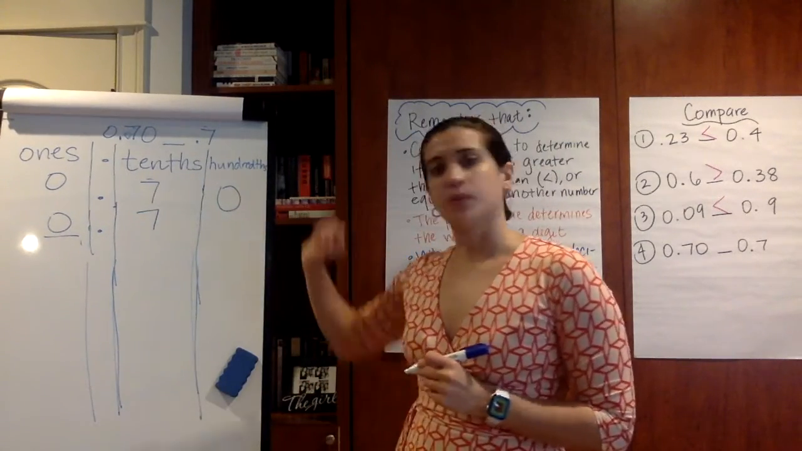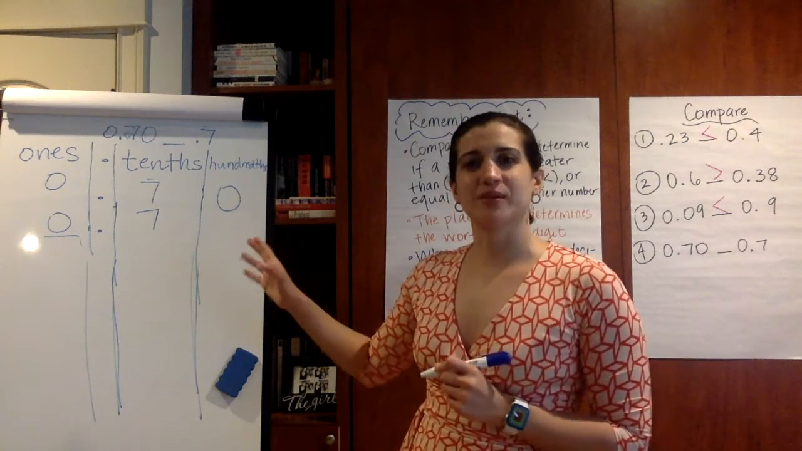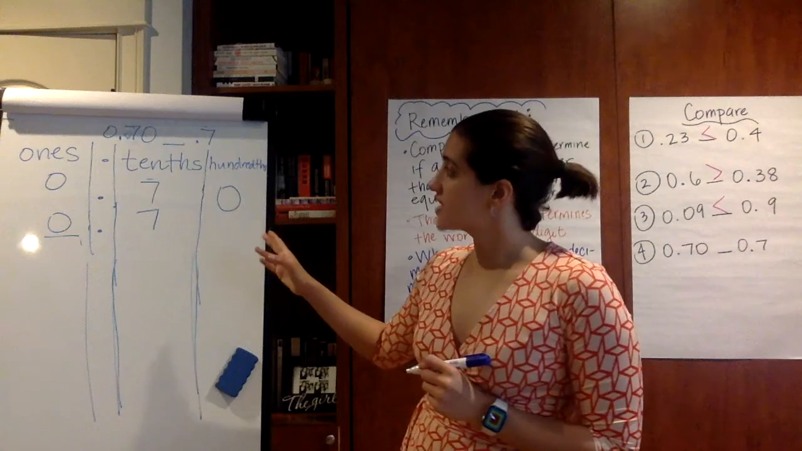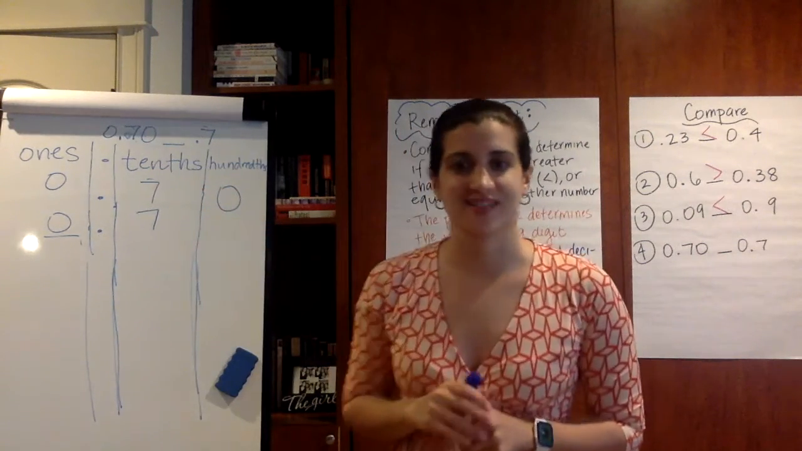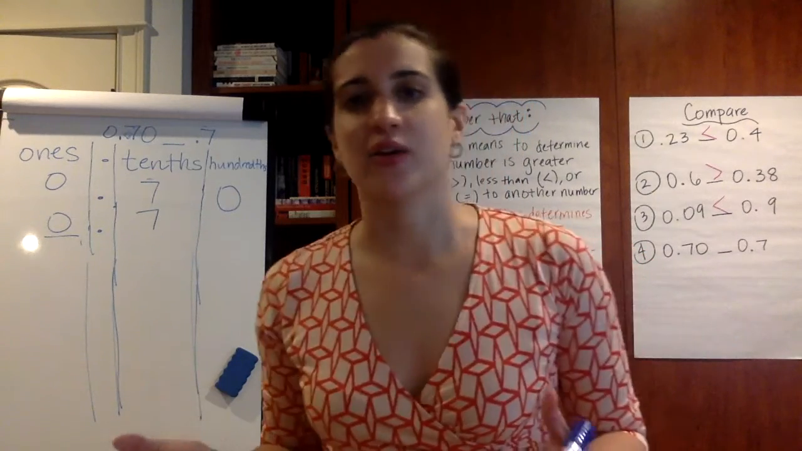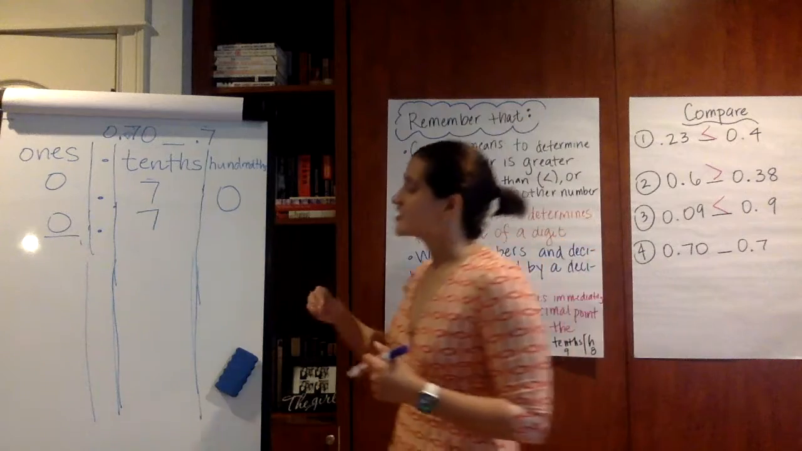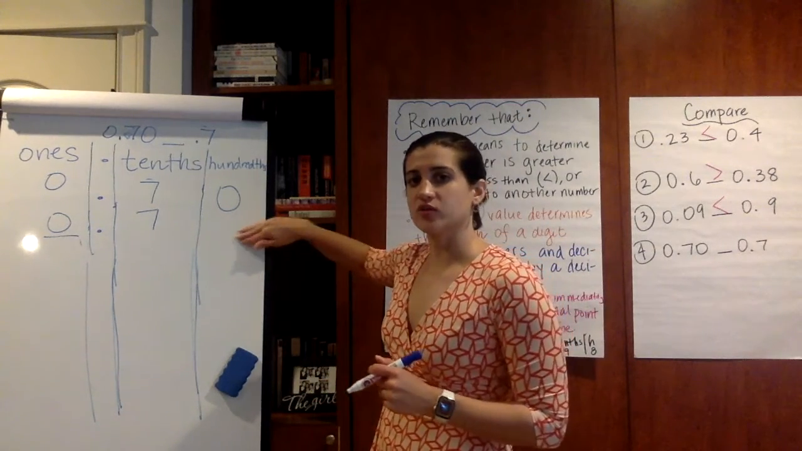So I go to the ones. Both of them have 0, which does not help me. That does not tell me which one is bigger. Then I go to the tenths, and both of them have 7 in the tenths place. That doesn't help me because they have the same value in that place value. So I go to the hundredths. This is very, very important. If it's blank in the hundredths, it also tells me it is 0.